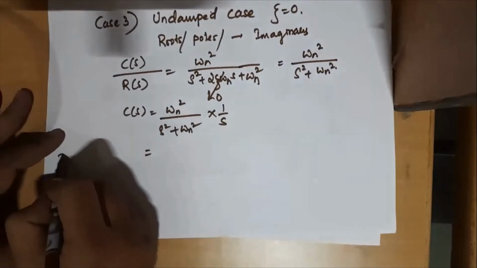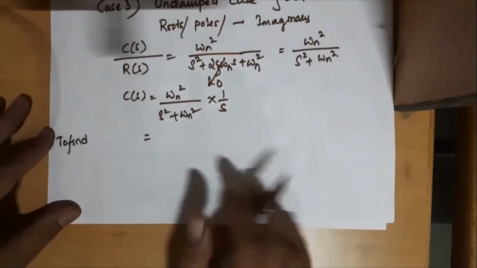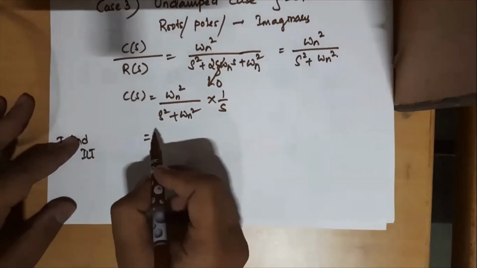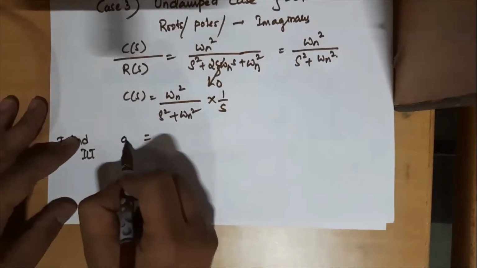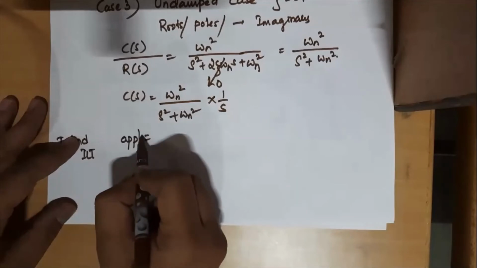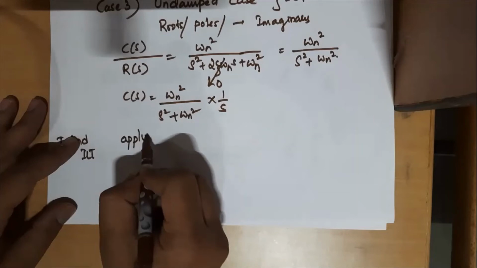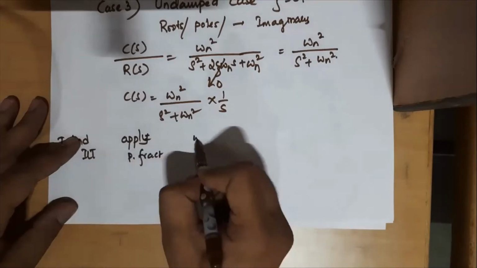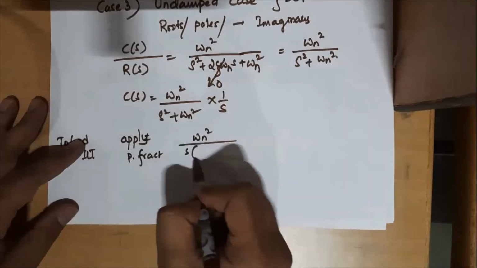So how to get c of t now? Again go for the partial fraction to find the inverse Laplace transform. So how to write partial fraction? Can anyone tell me? Any diploma student? How do you apply partial fraction if you have a second order polynomial in the denominator? Okay, that's fine, but you should work yourself. You should know everything before attending the class.